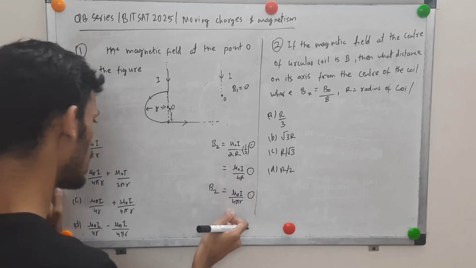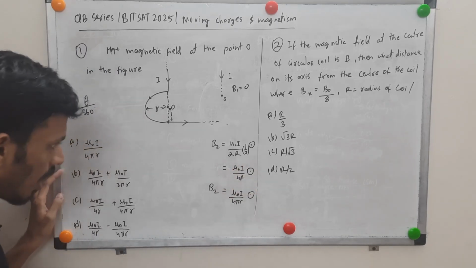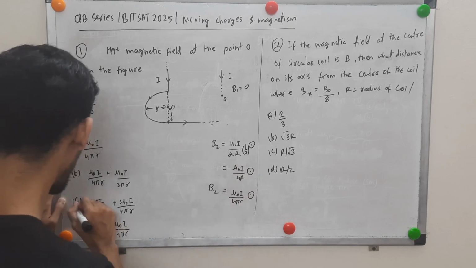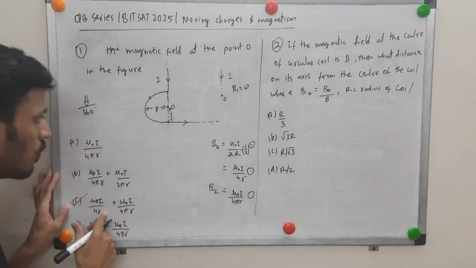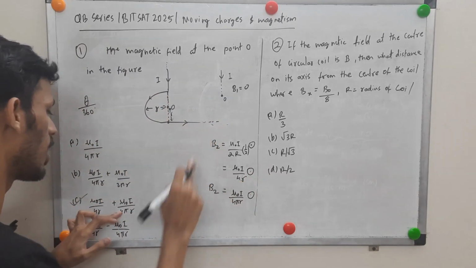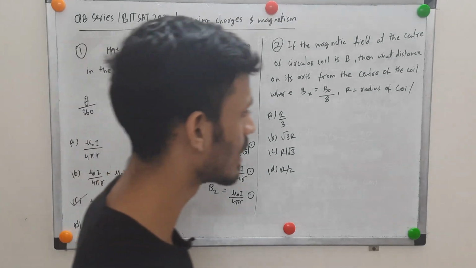So this and this: mu 0 I upon 4r and mu 0 I upon 4 pi r. Okay, so it is small r actually. So mu 0 I upon 4r due to this, and mu 0 I upon 4 pi r. Okay, so option C is correct.